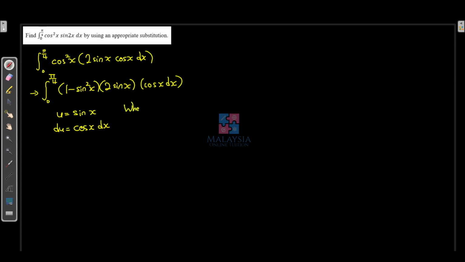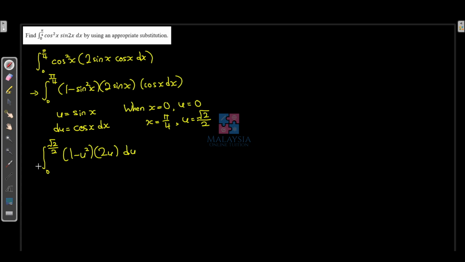So when x equals 0, our u equals sine 0, which is 0. So when our x is pi over 4, our u equals square root 2 over 2. Okay, so now let's change everything. So 0 until square root 2 over 2 of 1 minus u squared, and then 2 sine x is 2u, and then cos x dx is going to be du.